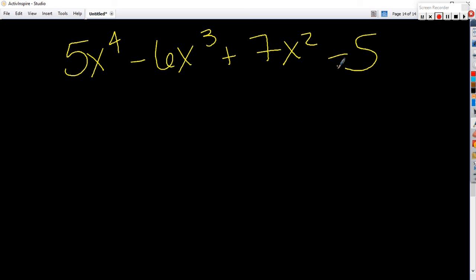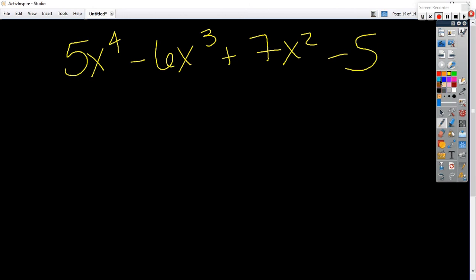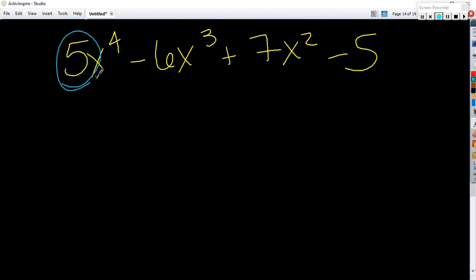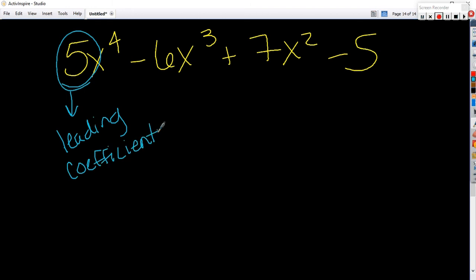So let me go over some terminology before we classify them, which I should have done first. This first number, when it's in standard form, is called the leading coefficient because it leads the equation in standard form. Now you have to be careful because it's not necessarily just the front runner. If it's not in standard form, if this 7x squared was first, 7 wouldn't be the leading coefficient. So it's got to be attached to that biggest exponent.